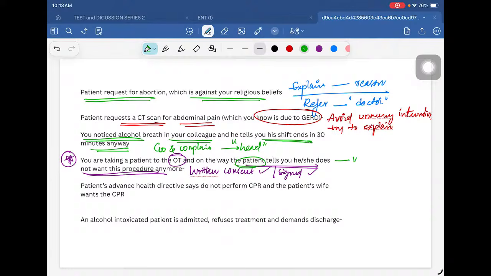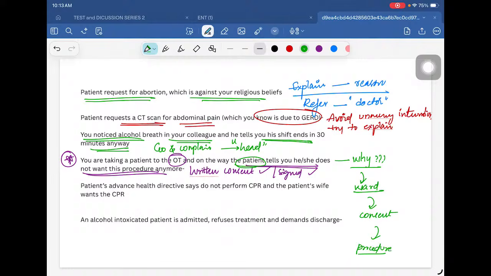What you can do is ask why they don't want it. If there is something you can solve, fine. If not, you're going to send them back to the ward and take consent again, and then you're going to perform the procedure.